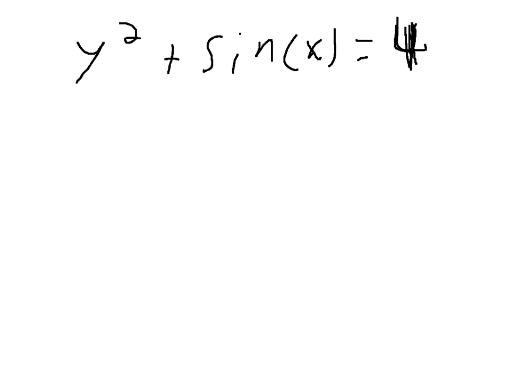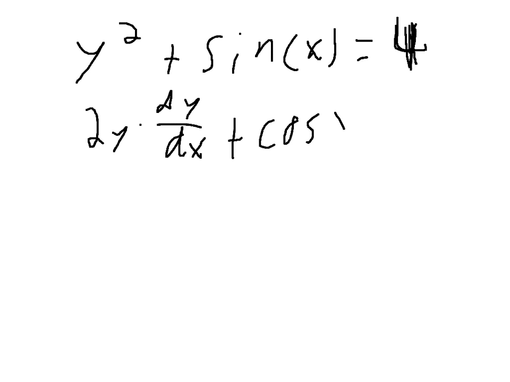So, we're going to take the derivative. When you take the derivative of y, you come up with dy dx. So, the 2y will be times dy dx. And then we're going to add cos of x. Now, the d dx of x is dx dx, which is 1, so we don't need to write that. And that's all going to equal 0 because the derivative of 4 is 0.